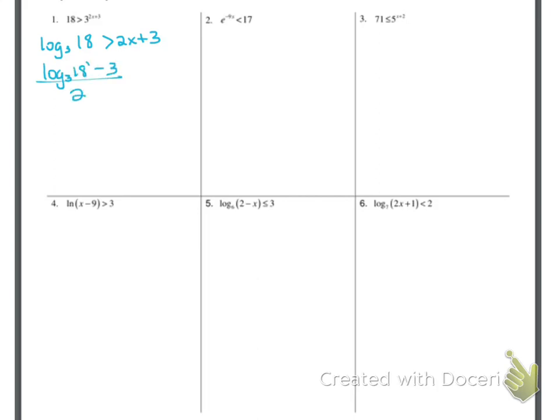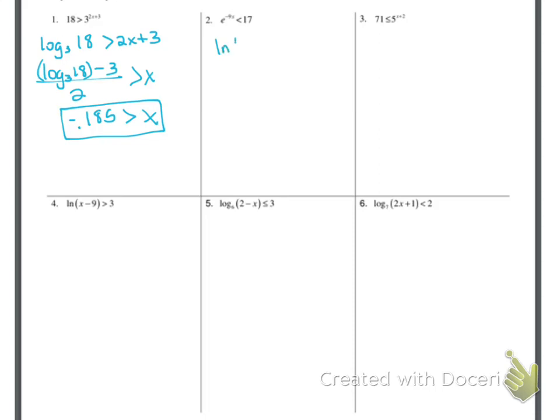So for this first problem, you would change to log form. Log base 3 of 18 is greater than 2x plus 3. This first one, the sign did not need to be changed because it maintained the same relationship. So in the original problem, 2x plus 3 is less than, and once I change it to log form, 2x plus 3 is still less than, so I did not have to change the sign.